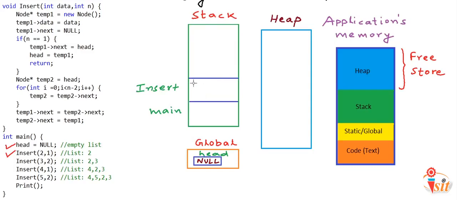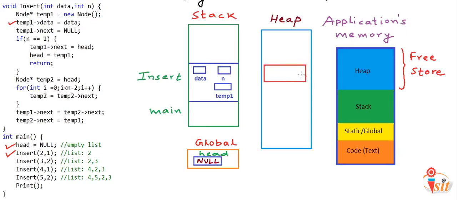It has two arguments, data and this variable n. This stack frame will be a little larger because we will have a couple of local variables. And now we create another local variable which is a pointer to node, temp1, and we use the new operator to create a memory block in the heap, and this temp1 initially stores the address of this memory block. Let's say this memory block is at address 150, so this stores the address 150.